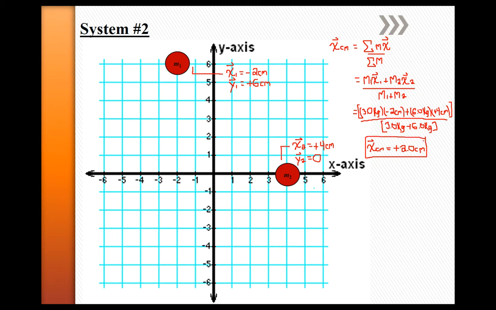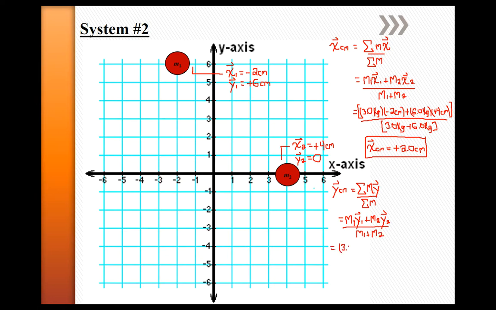Now we also need the y coordinate for the center of mass because we're dealing with a two-dimensional plane. So I can just take the same equation except just replace x with y. So then I would have the y center of mass would be equal to the sum of the masses multiplied by their y position divided by sigma m. So this would then turn into m1 y1 plus m2 y2, and divide this by m1 plus m2. Plug the numbers in now.